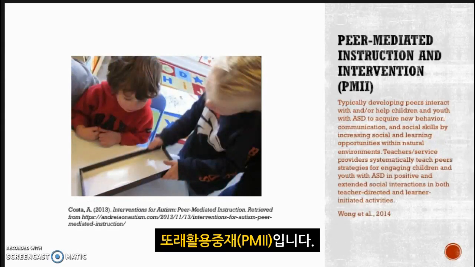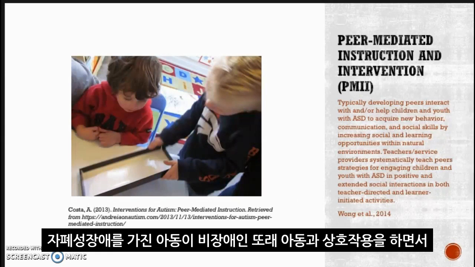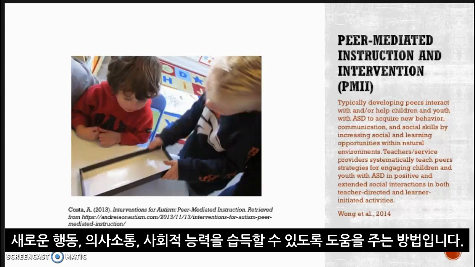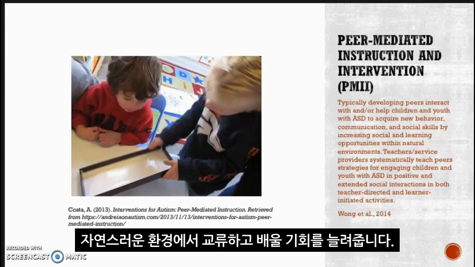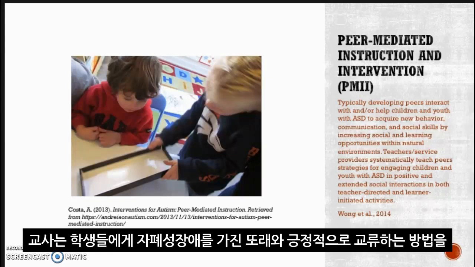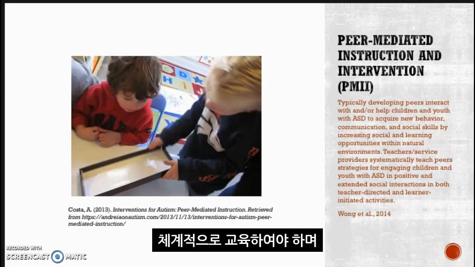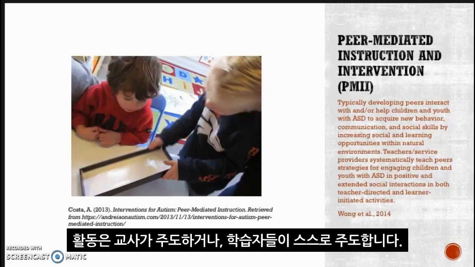Peer-mediated instruction and interventions. So typically developing peers interact with and/or help children and youth with autism spectrum disorder to acquire new behavior, communication, and social skills by increasing social and learning opportunities within the natural environment. Teachers and service providers systematically teach peer strategies for engaging children and youth with autism spectrum disorder in positive and extended social interactions in both teacher-directed and learner-directed activities.